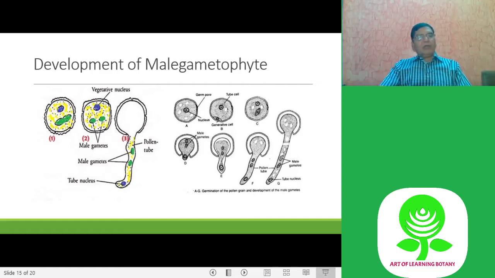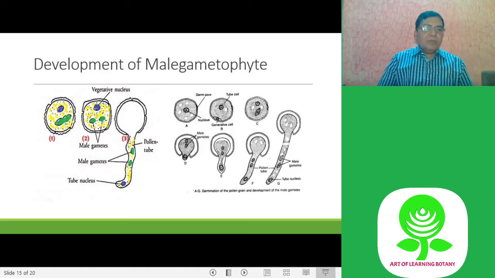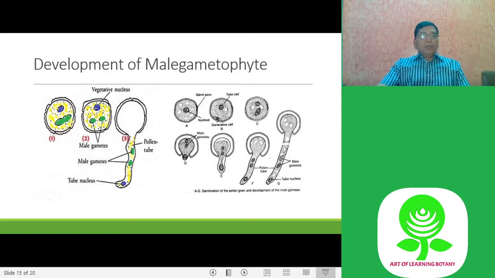The pollen tube develops on the stigma, and they lead towards the female reproductive structure, the ovary. They will lead to that side. That is the carpel, where the female spore is present. Anyway, so next stage you will find.